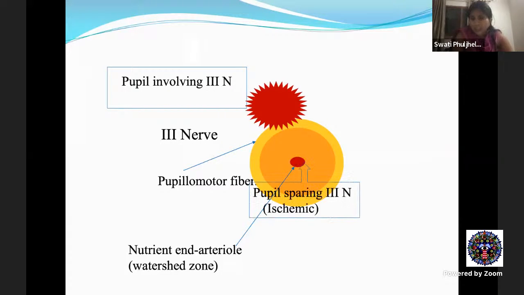If there is ischemia or infarction due to vasa nervorum involvement, then generally the oculomotor fibers are the ones which get more involved as compared to the pupil fibers. And what you get is a pupil-sparing ischemic third nerve palsy.